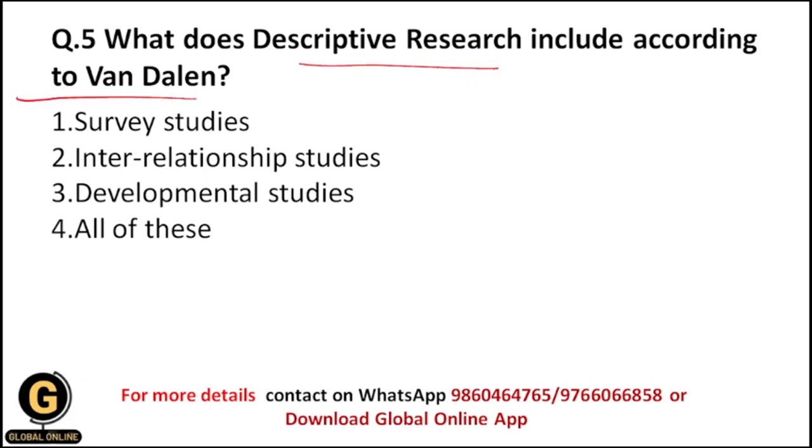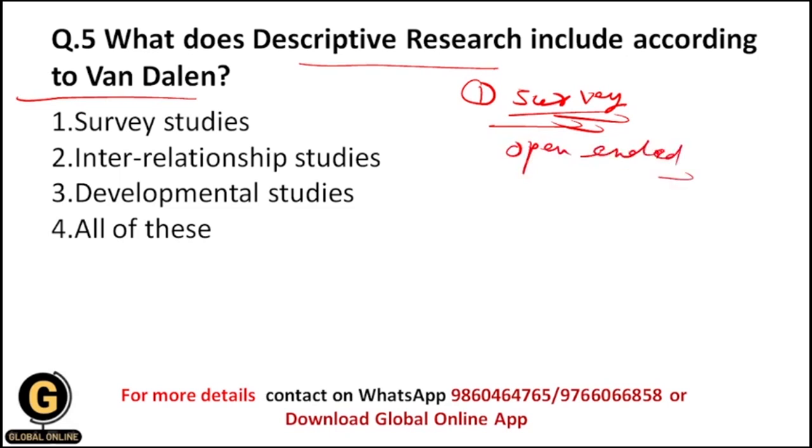So according to Van Dalen, there are 3 types of studies which are included in descriptive research, and those are, first one is survey studies. Within the survey studies we are going to ask questions to the participants and participants respond to us. In survey studies we deliver open-ended questions in which we get descriptive answers, and as well we include closed-ended questions from which we get closed answers. Basically we provide the choices in the closed-ended questions and we get the answers from those choices.